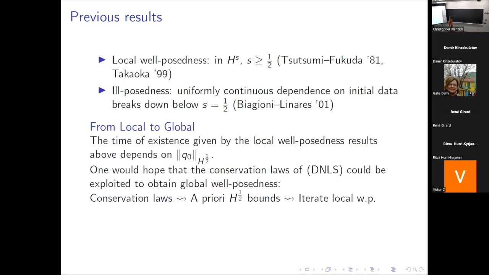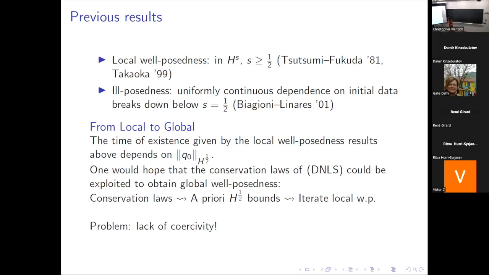Okay. Then, if you want to go from local well-posedness to global well-posedness, what do you do? The result that I mentioned, the first one here, actually gives us an estimate for the time of existence. It tells us that the time of existence is going to depend on the H^1/2 norm of the initial data. So here's an idea. Well, I have all of these conservation laws, right? They all have derivatives of Q, and actually one of them looks very similar to an H^1/2 norm of the solution. So perhaps I can leverage them to get some a priori H^1/2 bounds. And then if my solution is uniformly bounded in H^1/2 at all times that it exists, then I can iterate this local well-posedness result, glue the solutions together and have global well-posedness, and then I will be happy.